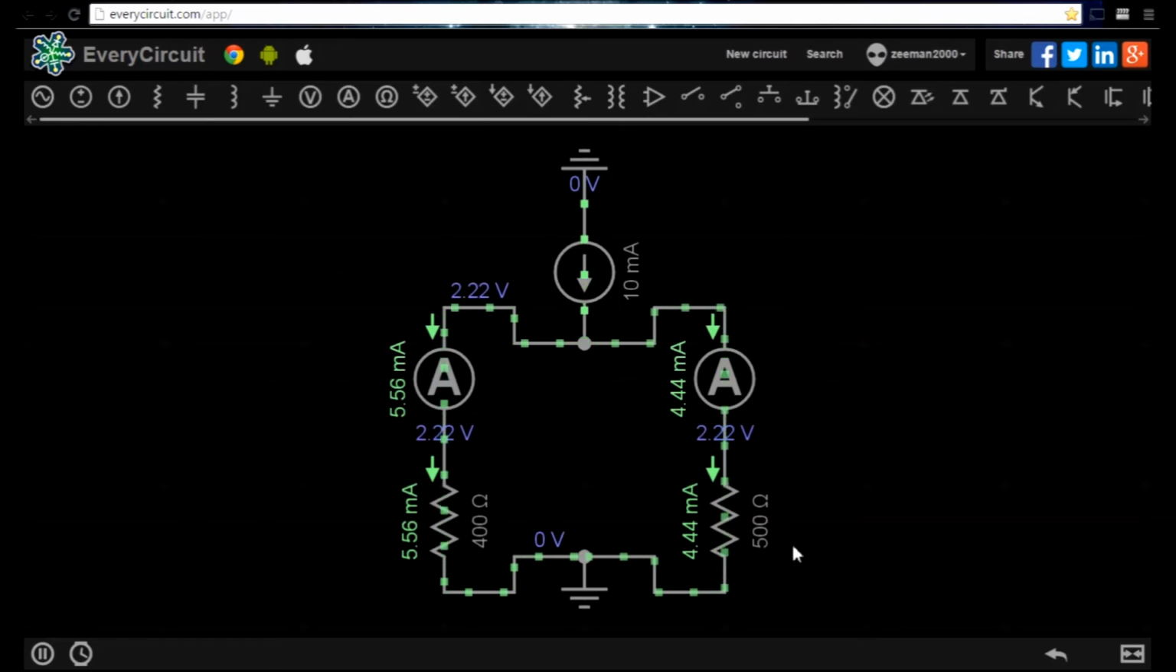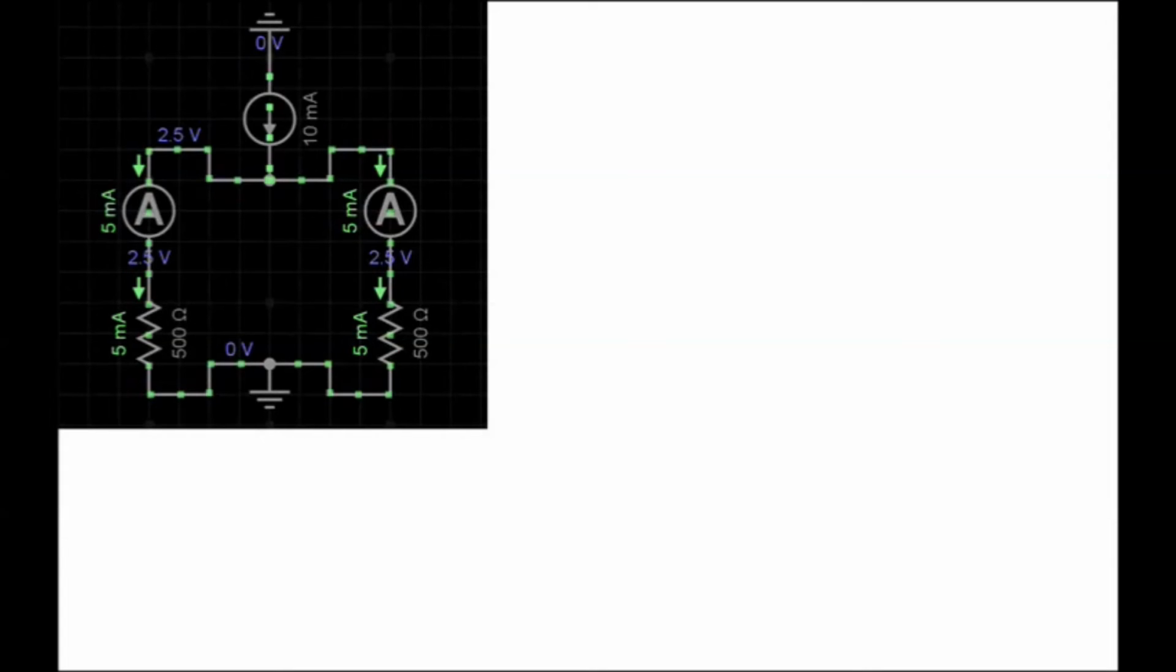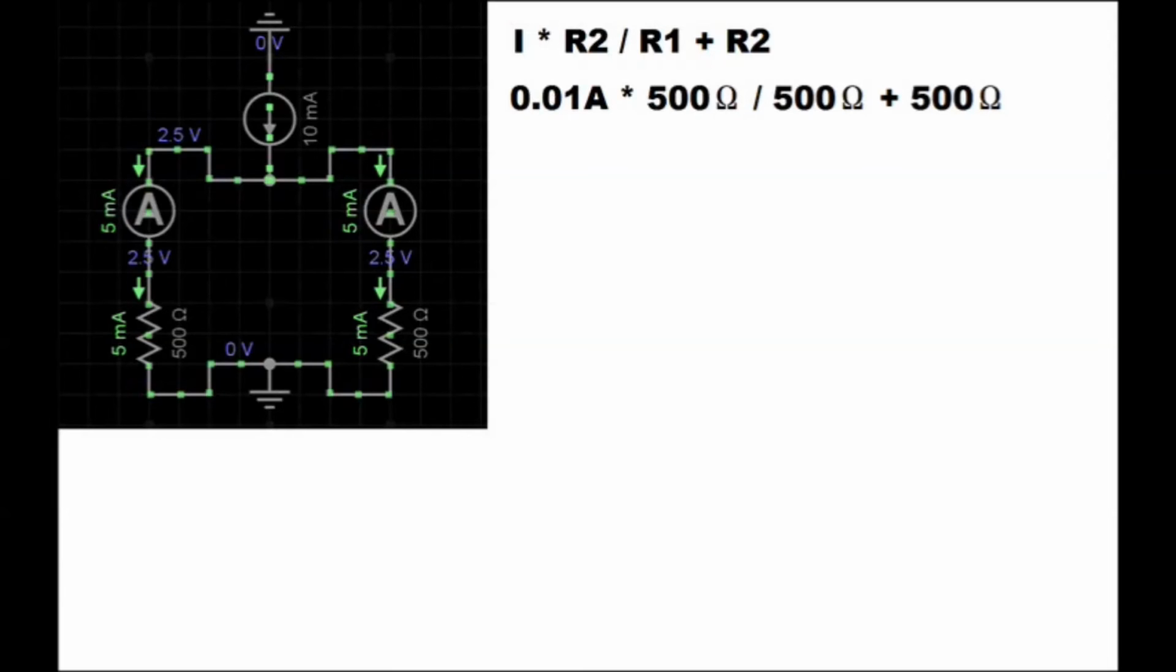Let's look at the equation for the current divider. So the equation we use looks like this. Current total multiplied by R2 divided by R1 plus R2. So this works out to 0.01 multiplied by 500 divided by 500 plus 500.